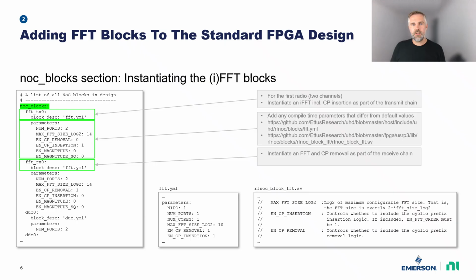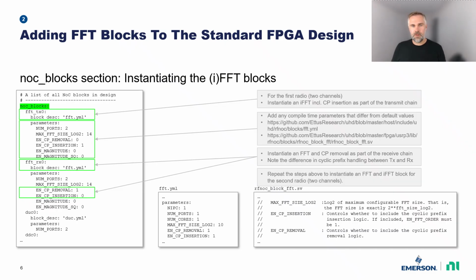Also, the parameters themselves are explained in the block's top-level HDL file. Next, we instantiate a 2-channel IFFT block for the first 2 receive channels. And note the difference in cyclic prefix handling in there. And finally, we repeat these steps by adding another FFT and IFFT block to cover the 2 remaining transmit and receive channels.